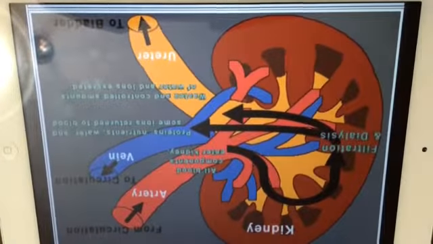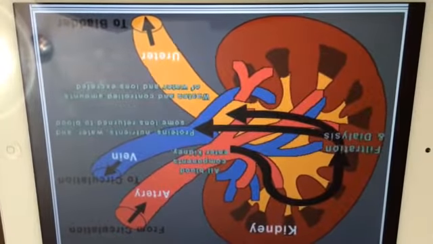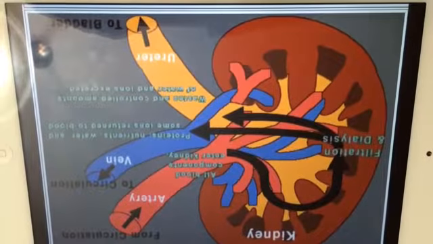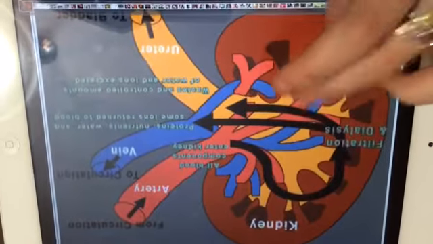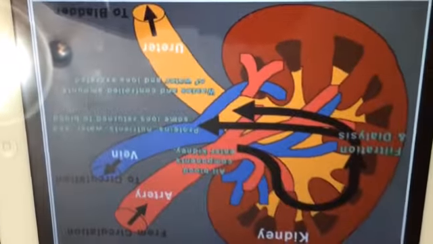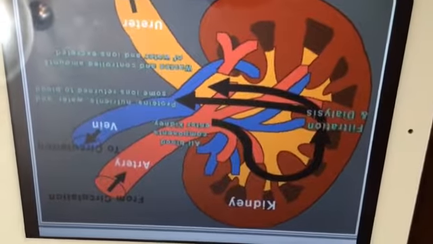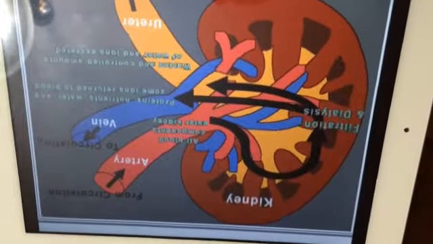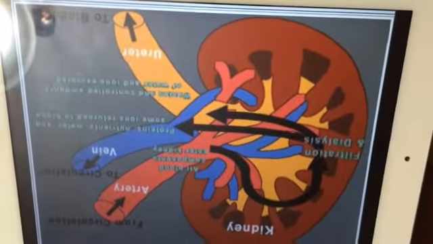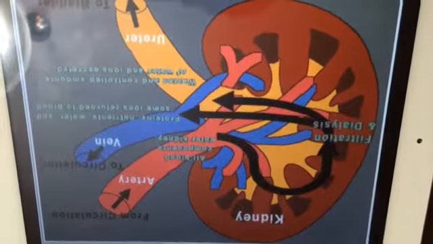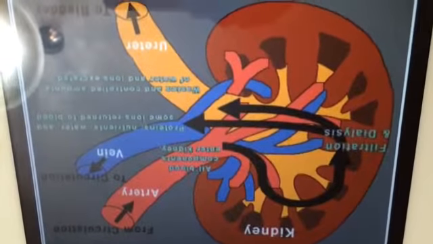Okay, and there's also three main processes involved in forming the urine. There's glomerular filtration, tubular reabsorption, and tubular secretion. Now, glomerular filtration is the ultrafiltration of plasma in the glomerulus, which, I mean, that's just a bunch of big words that pretty much means it's going down to the microorganism and it's getting everything out that doesn't need to be in there, just anything out of normal.